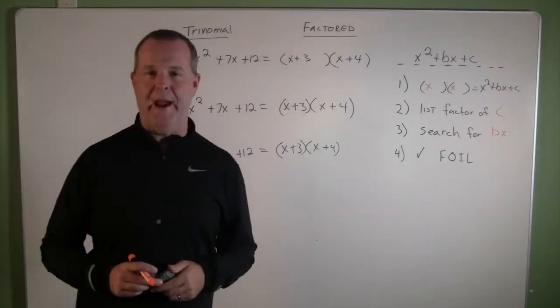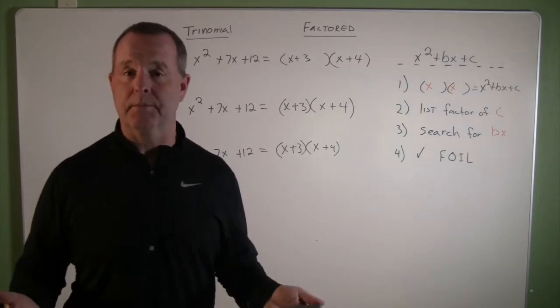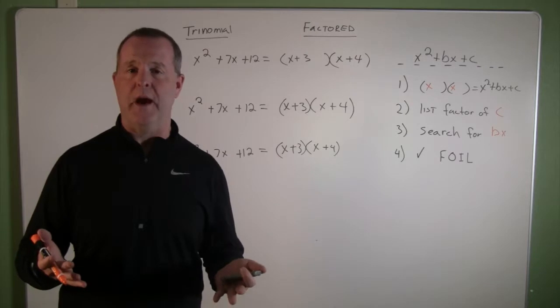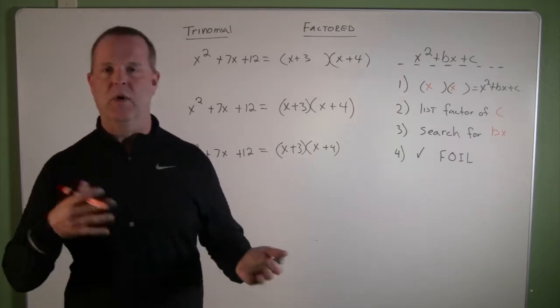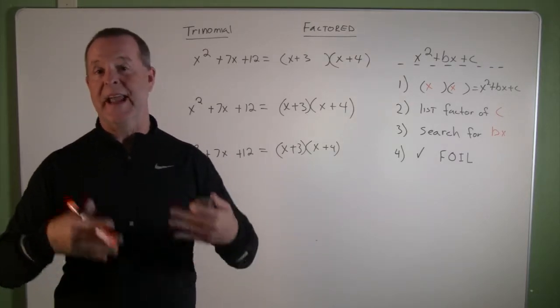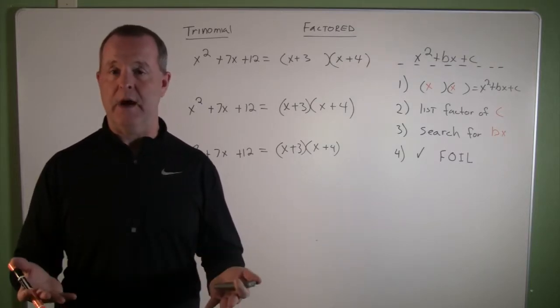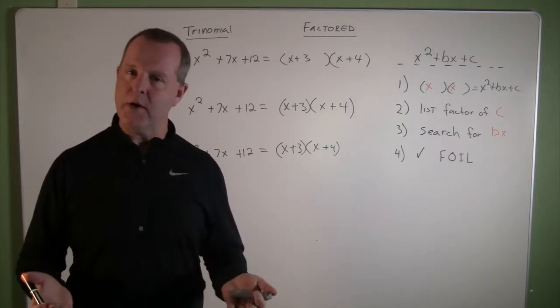It wasn't that far in our past that we started to learn how to multiply binomials. One of the strategies we used for that was this idea about FOIL, where we multiply the first terms, the outer terms, the inner terms, the last terms. And when we multiply those two things out, we usually got a trinomial.